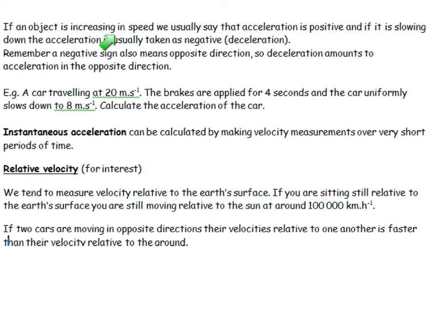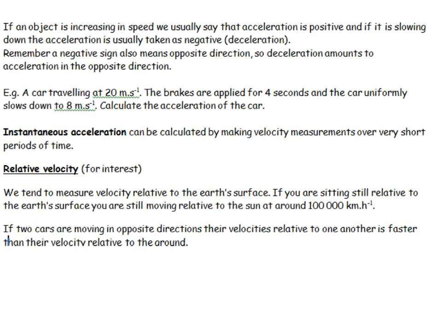If an object is increasing its speed, we normally say that the acceleration is positive, and when it's slowing down, we say that the acceleration is negative. Another word that we can use is deceleration, but in science we generally talk about positive acceleration or negative acceleration. The sign can also mean it's going in the opposite direction. So deceleration is really acceleration in the opposite direction. So when something slows down, it's almost like it is speeding up, but in the opposite direction.